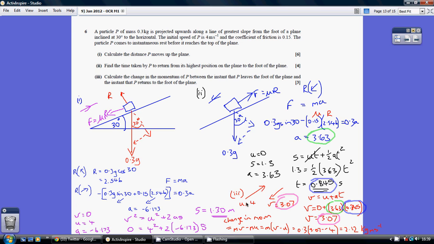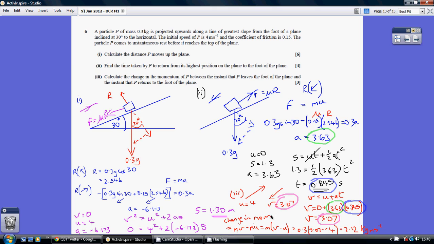And finally, for part 3, we're looking for the change in momentum. We've got an initial speed going upwards of 4, which was given, and a final speed coming downwards of 3.07. That had to be worked out. I used v equals u plus at, so coming down I had an initial speed of 0, an acceleration of 3.63 and a time of 0.845. So our final speed coming downwards was 3.07.